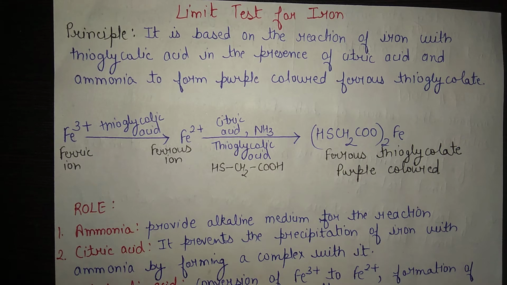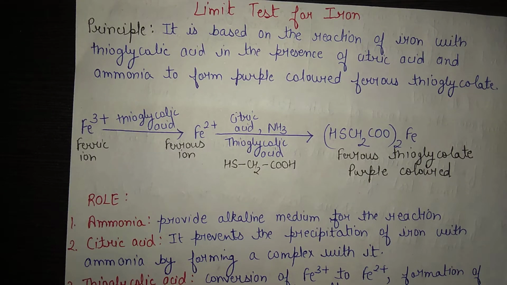So welcome everyone. In this video we'll talk about the limit test for iron. In our other limit tests, such as for chlorides and sulfates, we used to take two Nessler cylinders, prepare a test solution and a sample solution, and then compare the turbidity. So here also we will do the same.